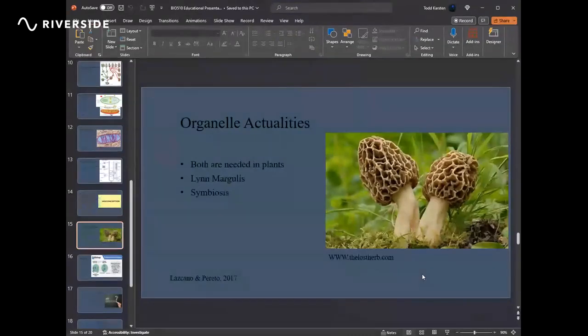Symbiosis in the cell is vital to its survival. The mitochondria and the chloroplast share that symbiotic advantage. The symbiosis of these two organelles has existed since the beginning of eukaryotic cell advancement, and it appears that it will continue, for both are required to provide energy to the plant cell.